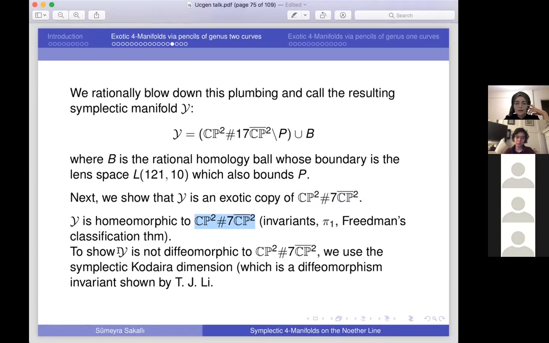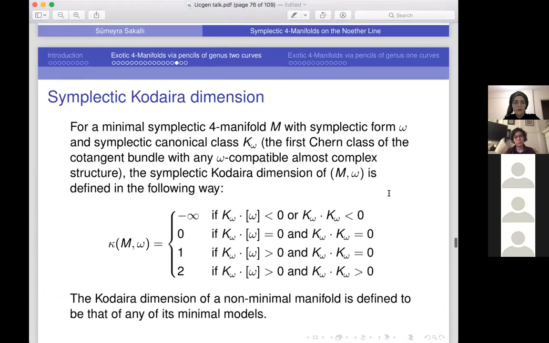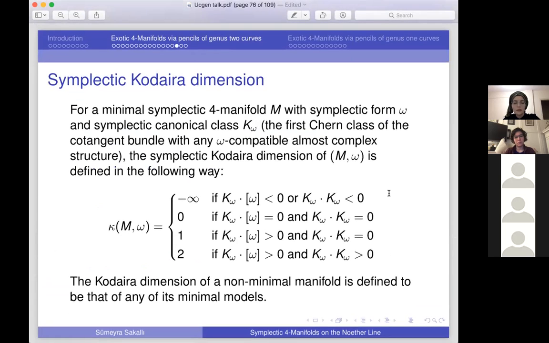And then next, we show that it is not diffeomorphic to that manifold. And to distinguish that structure, we use an invariant. It is called symplectic Kodaira dimension. It is a diffeomorphism invariant shown by Tian-Jun Li. It is again computational. And this shows that we have such an exotic 4-manifold. And I will skip the definition of that invariant, but we can talk if you like.